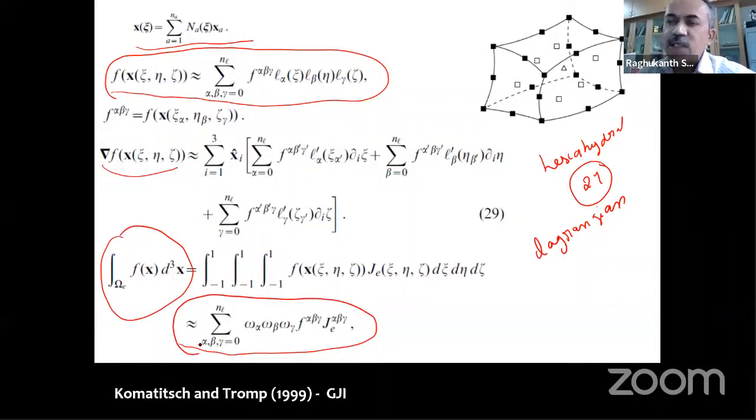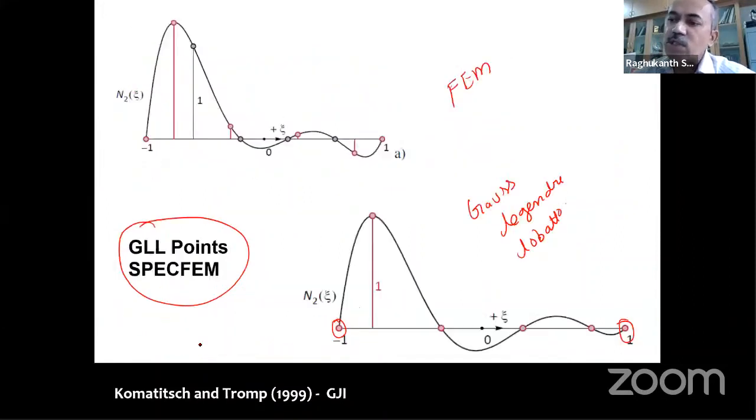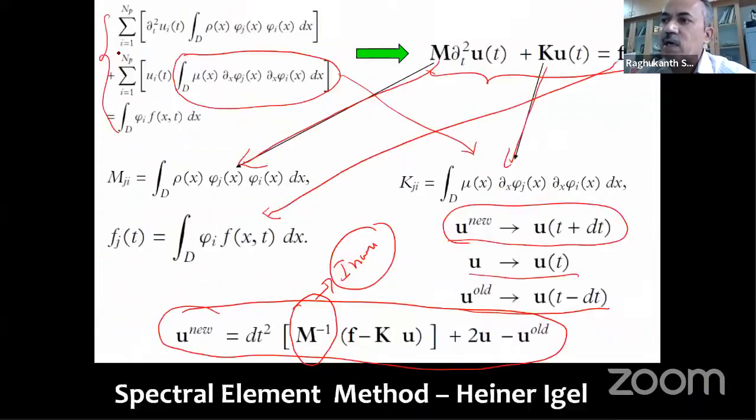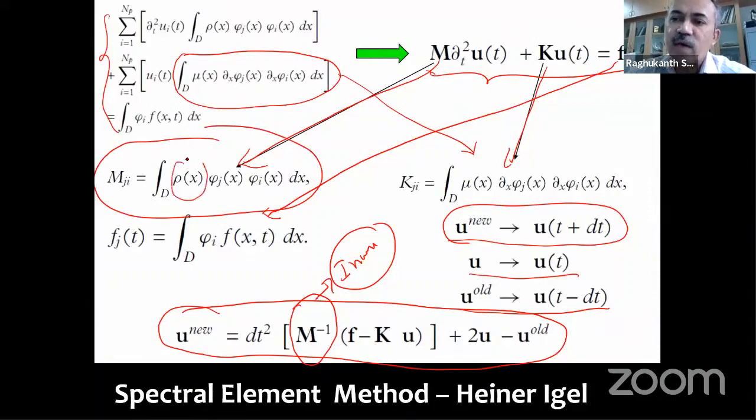Now, because of this GLL quadrature, the most important thing is that your integration points and the interpolation points are both the same. So what happens essentially is this integral, rho w double dot, d cube x, which controls the mass matrix. Here rho is the density of your medium.